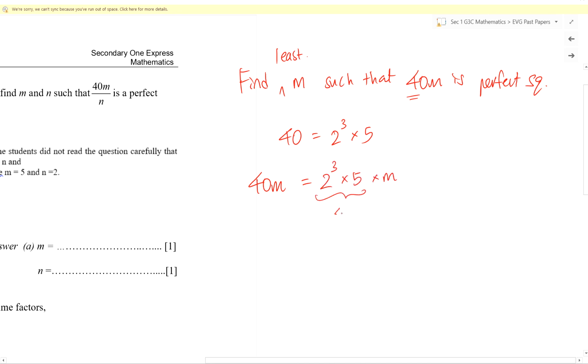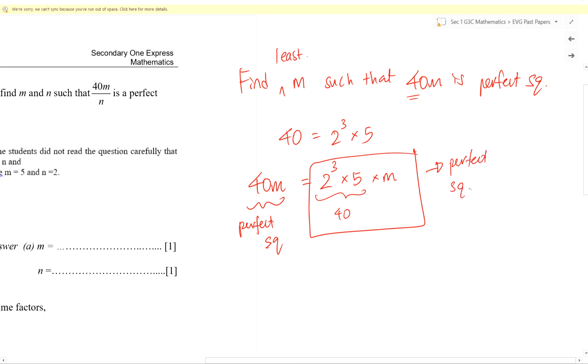This is 40. If I need 40m to be a perfect square, that means all of this is also a perfect square. Now perfect squares, their powers have to be even. That's how we get a perfect square.